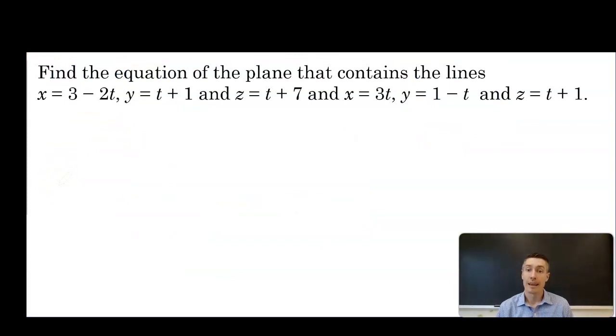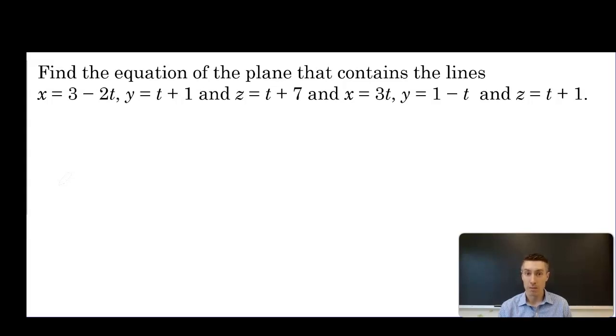Find the equation of the plane that contains the lines x equals 3 minus 2t, y equals t plus 1, and z equals t plus 7, and x equals 3t, y equals 1 minus t, and z equals t plus 1. All right, so we have 2 different lines. They're both in the plane, and we need to write the equation of that plane.